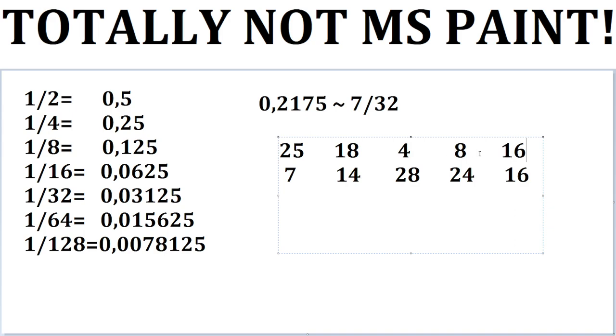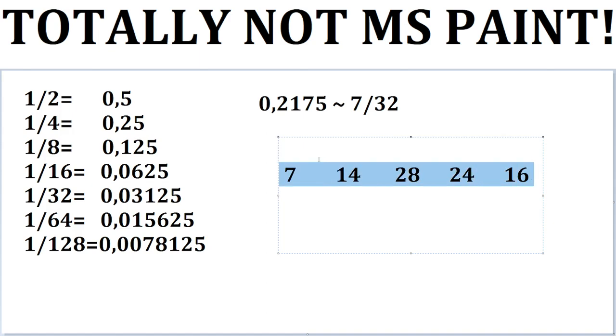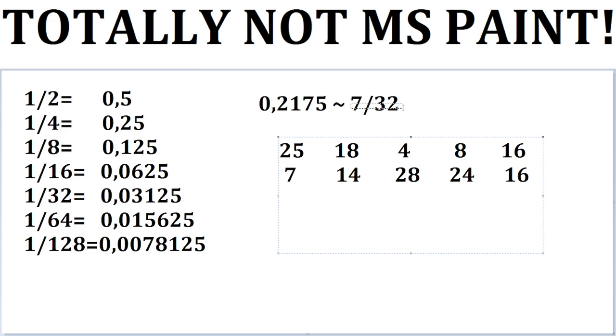Next, I folded the top part in half. Then I folded the top part in half again. Then I folded the bottom part in half, and then I folded the bottom part in half again. So this, backwards, is my algorithm to fold this fraction.